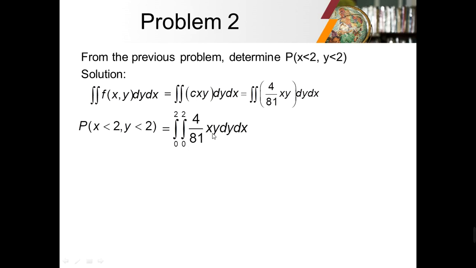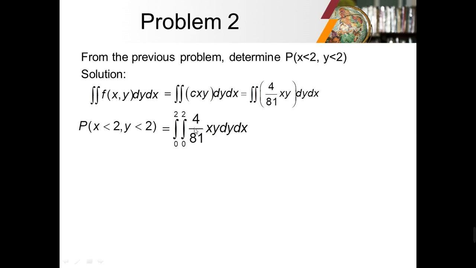Pwedeng mag-integrate muna kayo in terms of x. Kasi dito, mag-integrate tayo in terms of y ang mauuna. Pero pwedeng mauna si x, kasi parehas namang definite yung kanyang limit. Mamaya makikita nyo, merong problem na hindi pwedeng magbaliktad, kasi hindi definite yung limits nung isa. Okay? So, eto, ay ganun ulit.